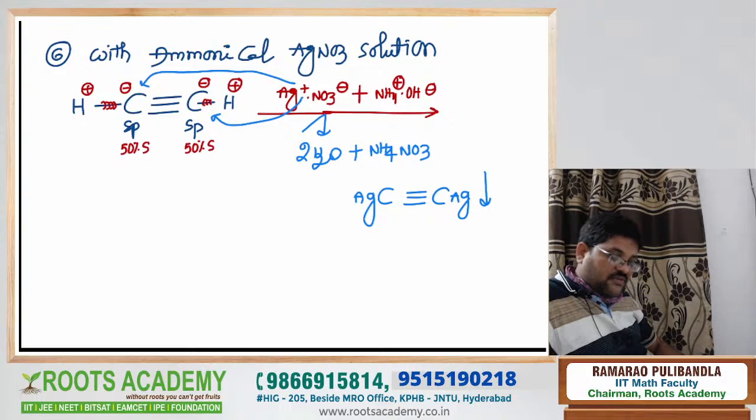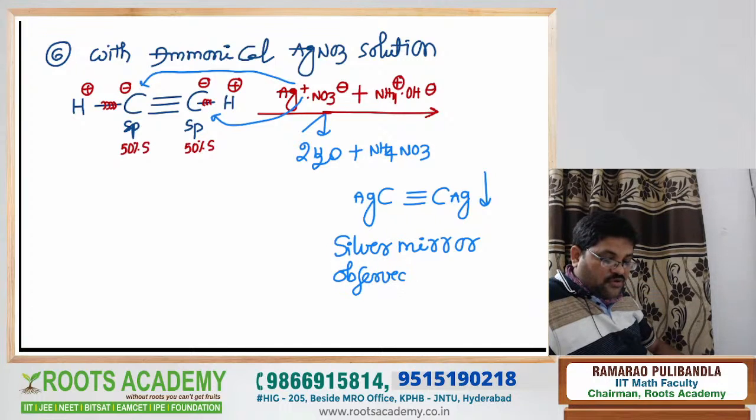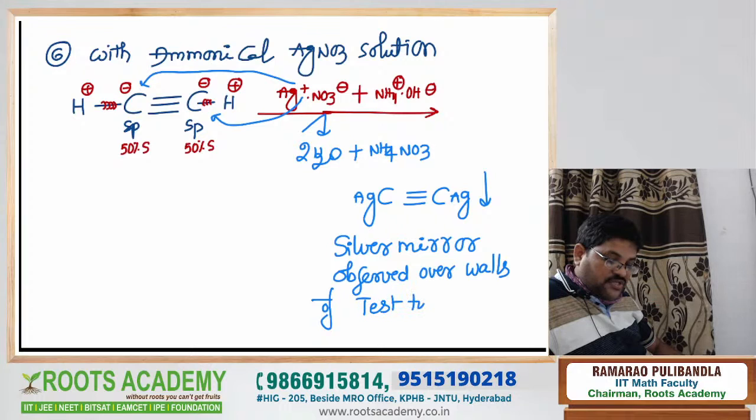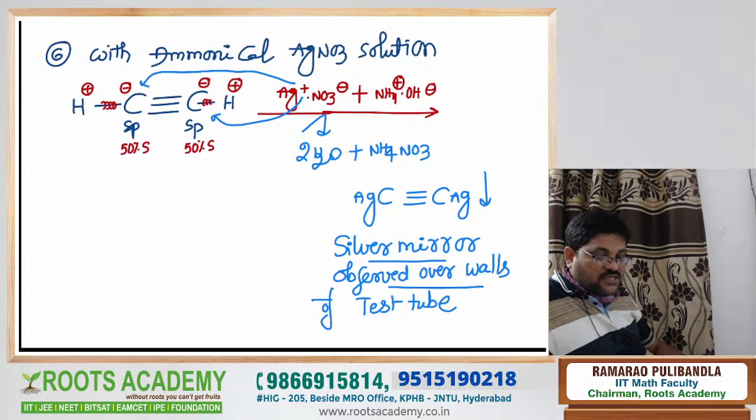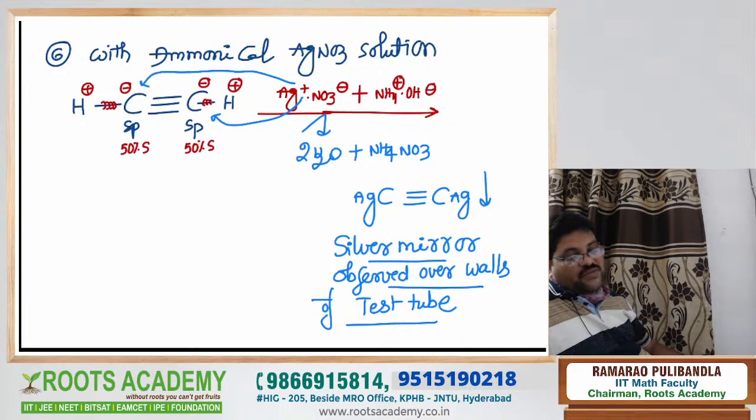What do you get? Silver acetylide is forming. You get silver mirror precipitate forming. Silver mirror observed over walls of the test tube. Simple explanation, no confusion. Silver mirror is observed over the walls of the test tube. Understood what I am saying?